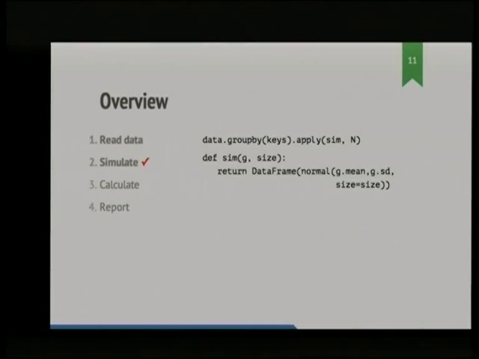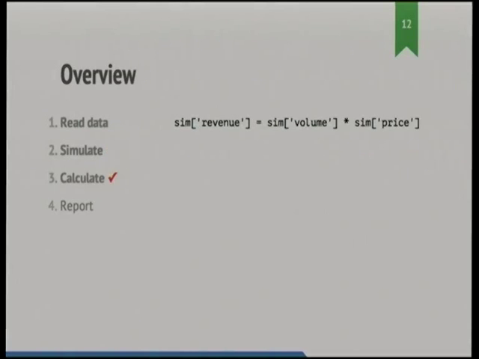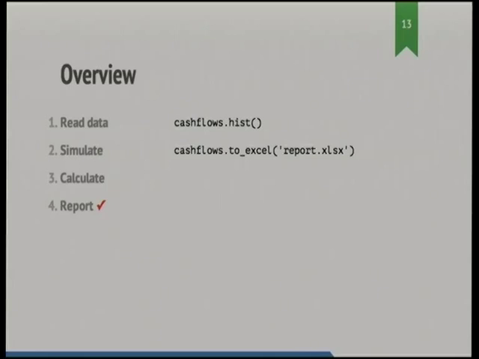Simulating is a little bit trickier, and that I'll go through in more detail in this demonstration, but I'm just trying to give you the idea. It's only a couple of lines to do that too. Calculation's particularly easy. You just say you've got a data frame with a volume and a price in it, and you want to calculate the revenue by multiplying them. It's literally as easy as that. And then finally, reporting is easy as well. If you want to create a histogram, there's the hist function. If you want to dump all your results back to Excel, that's easy too.